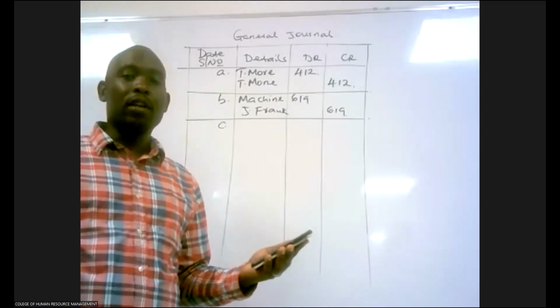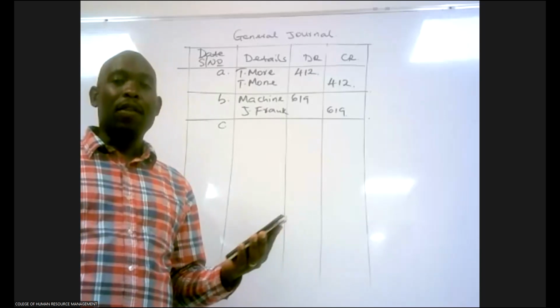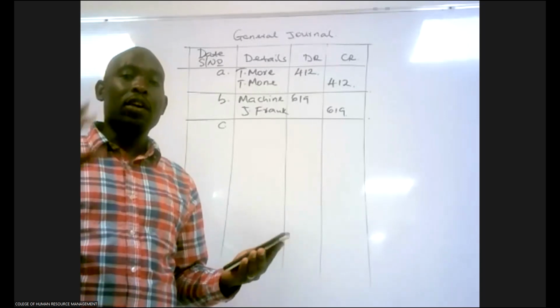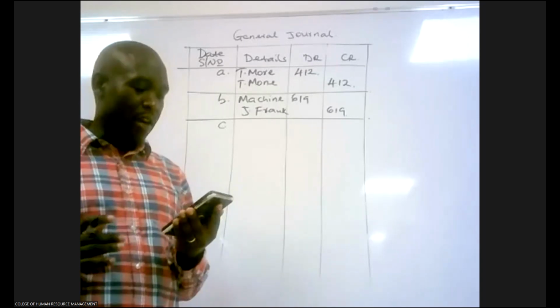Hapo ukifika hapo unastahili hata kukuwa umejua what will happen. The purchase of a computer. A computer is another fixed asset. We should record it in computer account. Let us proceed and see what happened.